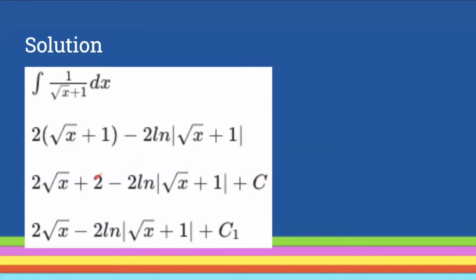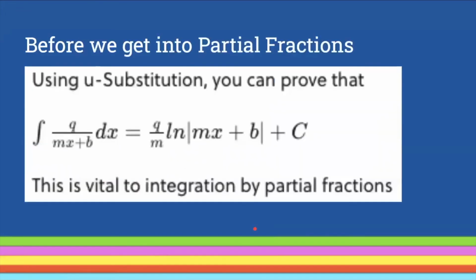And notice that we have a plus 2 and a plus c. They're both constants. So instead of keeping this plus 2 right over here, we can just get rid of it and then change this c into a c1. All right, so that's the end of u-substitution.